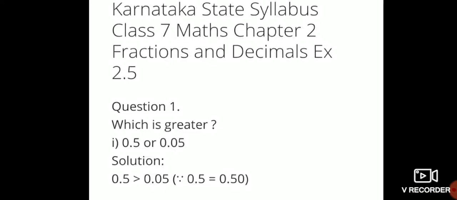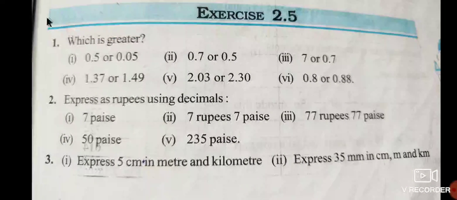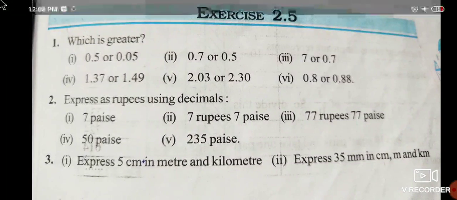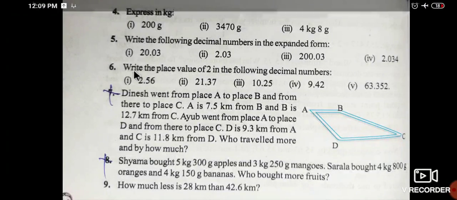So that's very simple. To compare the numbers, you should observe the decimal point, the numbers before the decimal point and the numbers after the decimal point. And also in this chapter, the last one remains. How much less is 28 kilometer than 42.6 kilometer? This ninth problem is homework for you, and the remaining are already solved. Here also we solved 6 problems, here 5, here 2, and also the 4th, 5th and 6th are already solved.